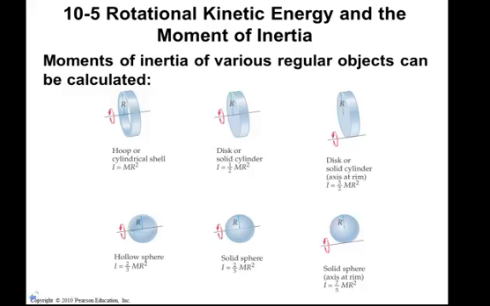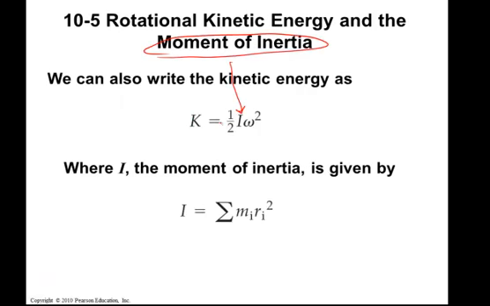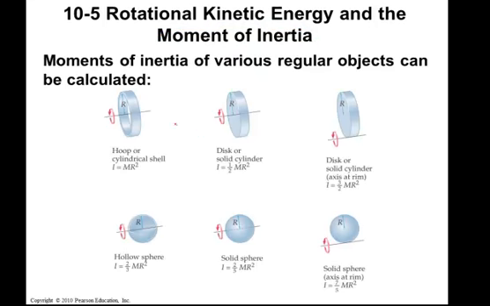So when we go back to this equation, this 1/2 I and then our angular velocity squared, this I isn't always this. This I could be any of these depending on what kind of object you have. So they would have to tell you if it was a disk or a cylinder or a hollow sphere or a solid sphere. And then you could use the appropriate I.